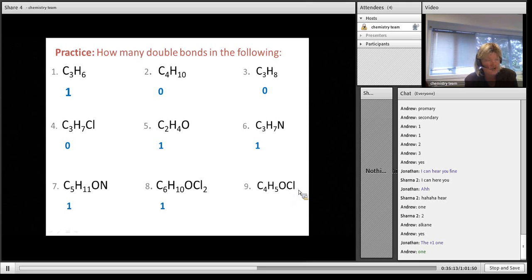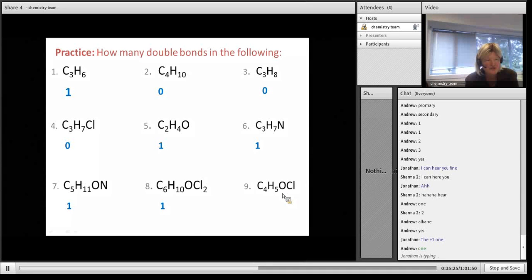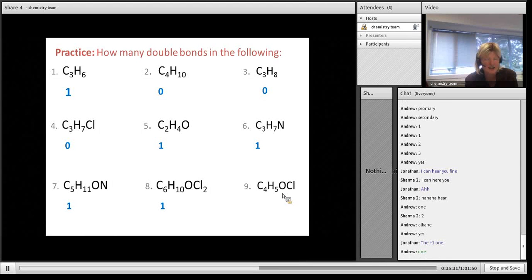And let's look at the last one, C4H5OCl. The oxygen we can ignore straight away. The 5, we now have to add on the chlorine to it, so it becomes 6. C4H6. How many double bonds have I got? So you've got to think, does it match CnH2n plus 2, CnH2n, CnH2n minus 2?